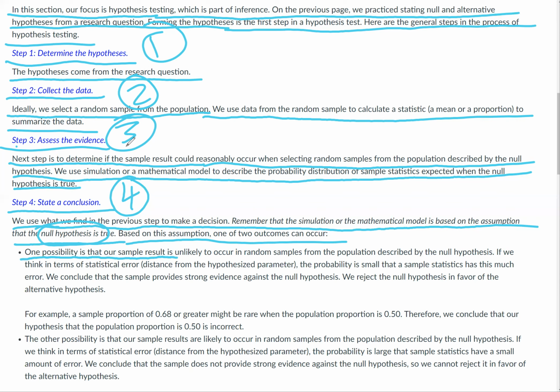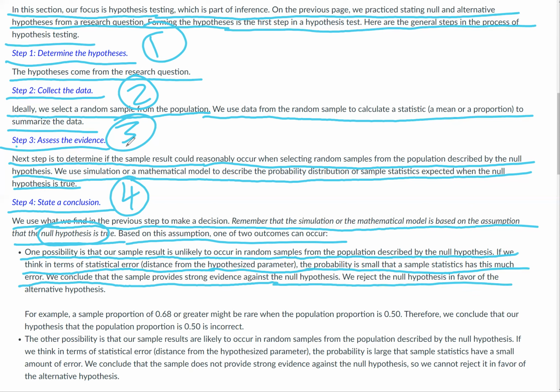One possibility is that our sample result is unlikely to occur in random samples from the population described by the null hypothesis. If we think in terms of statistical error, the distance from the hypothesized parameter, the probability is small that the sample statistic has this much error. We conclude that the sample provides strong evidence against the null hypothesis. We reject the null hypothesis in favor of the alternative hypothesis. For example, a sample proportion of 0.68 or greater might be rare when the population proportion is 0.50. Therefore, we can conclude that our hypothesis that the population proportion is 0.5 is incorrect.